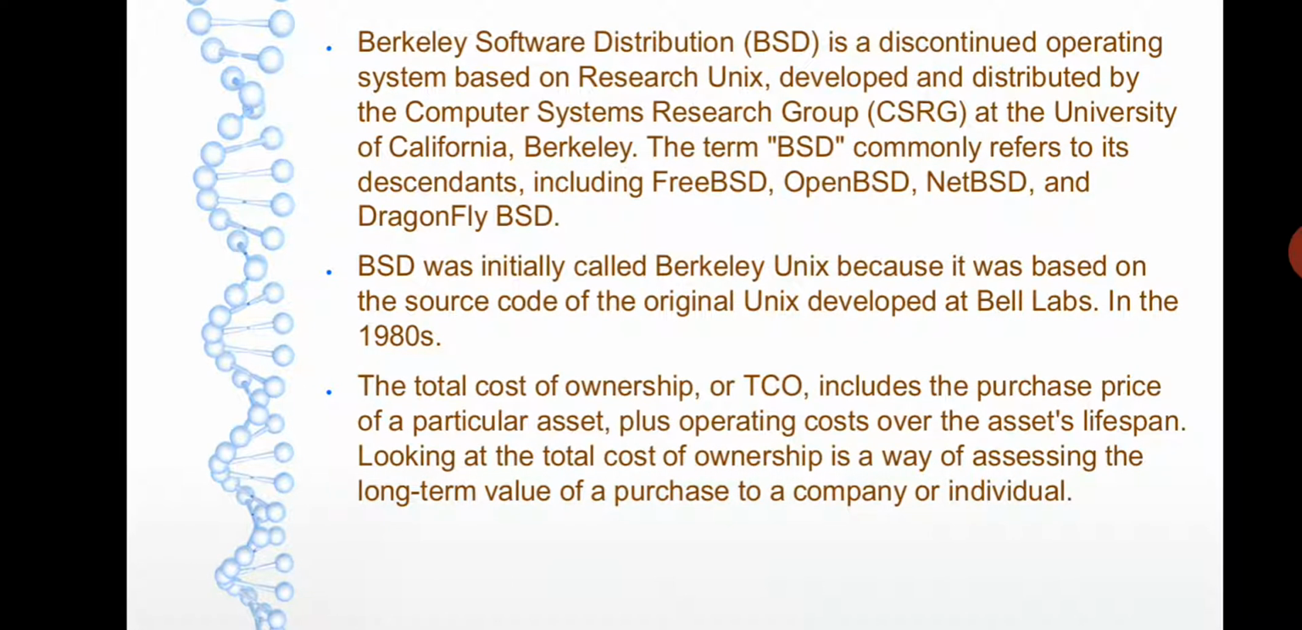Now you have one more concept called BSD, or Berkeley Software Distribution. It's a discontinued operating system based on Research Unix, developed and distributed by the Computer Systems Research Group, or CSRG, at the University of California, Berkeley. The term BSD commonly refers to its descendants including FreeBSD, OpenBSD, NetBSD and DragonFly BSD.